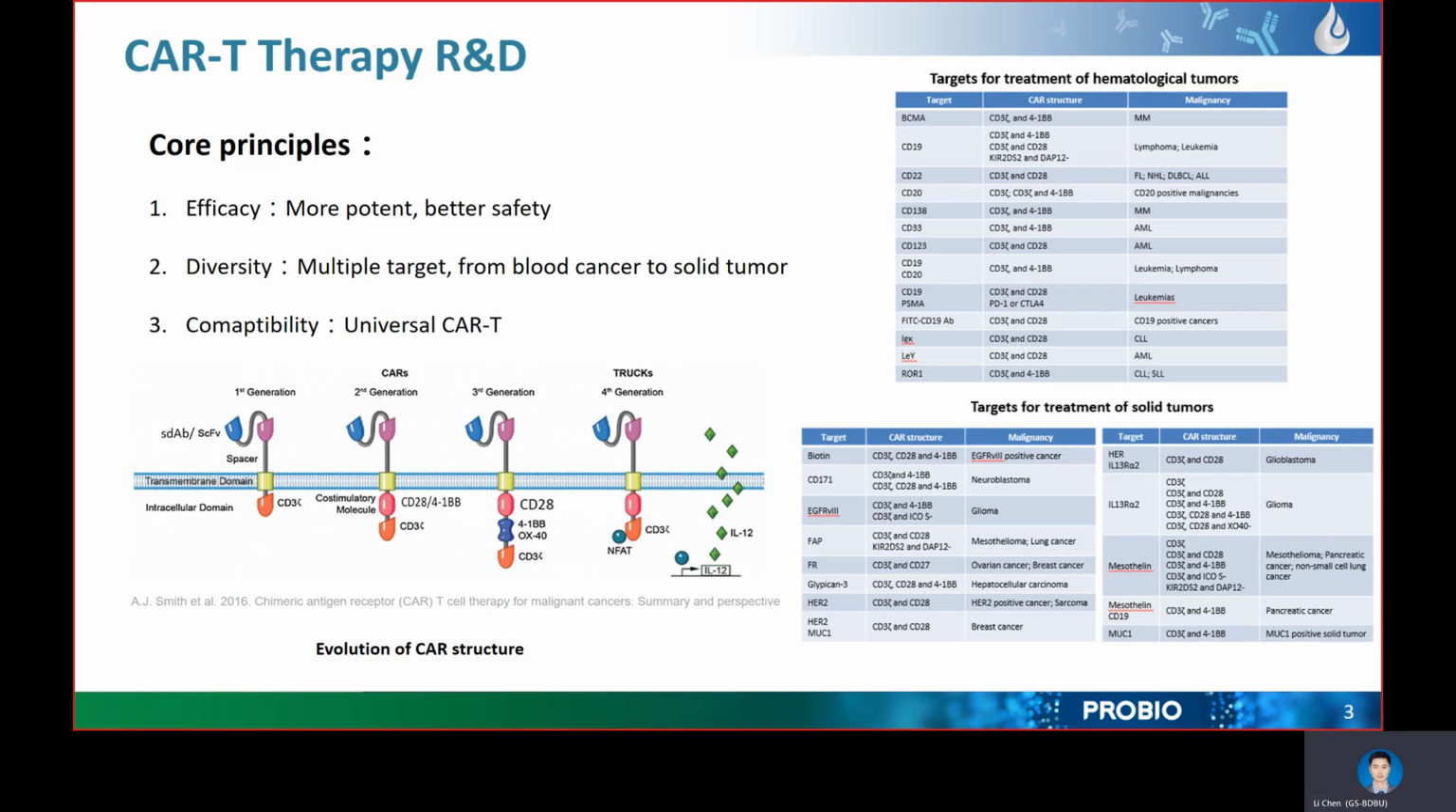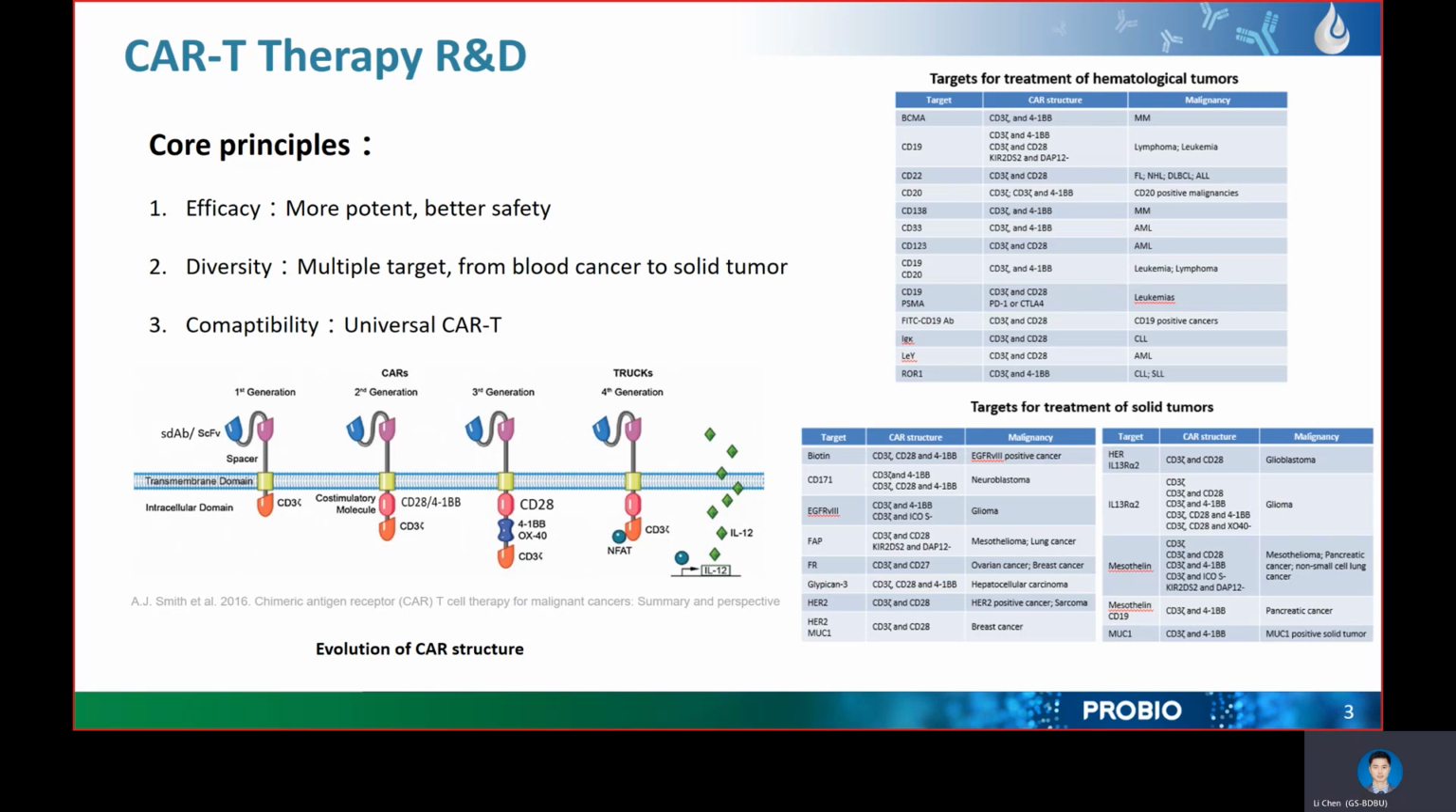In terms of diversity, after the first wave of pipelines that focused on hematological tumors targeting CD19 and BCMA, people started to shift their attention to solid tumor targets such as GPC3, HER2, and mucin-1. And different designs are also introduced to help the T cell better infiltrate the tumor microenvironment.